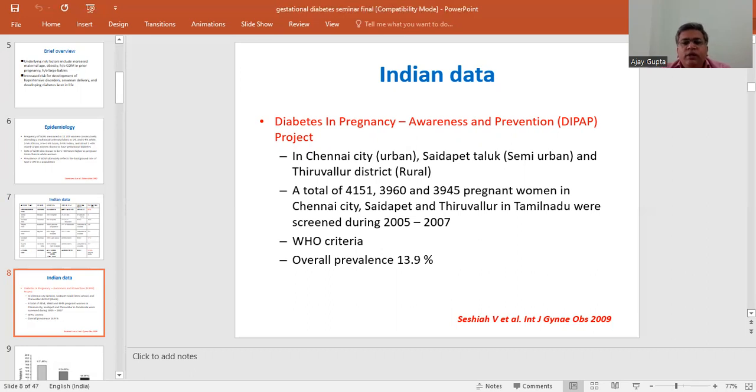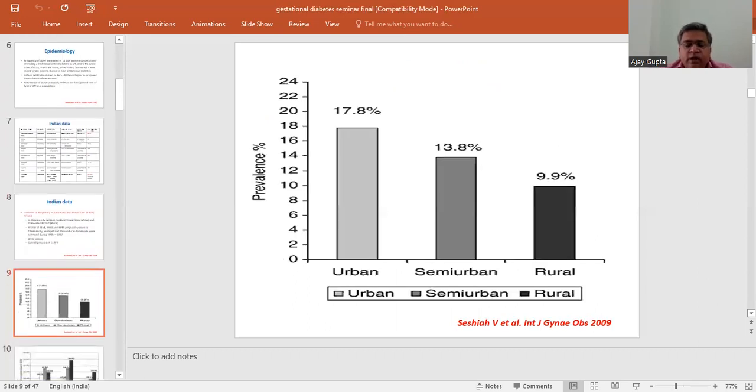The overall prevalence of GDM was found to be 13.9% in 2009. So a very high prevalence of GDM has been demonstrated in the Indian population. Here the distribution is about 18% in the urban, about 14% in the semi-urban population, and 9.9% in the rural population. So a significantly higher percentage of GDM has been demonstrated here.